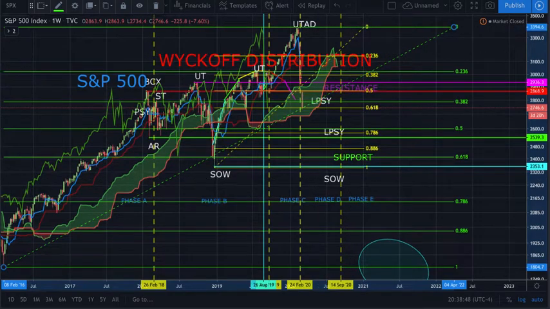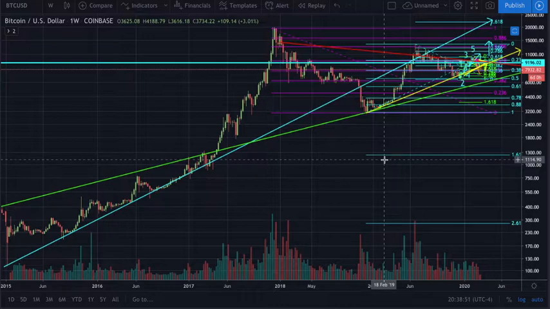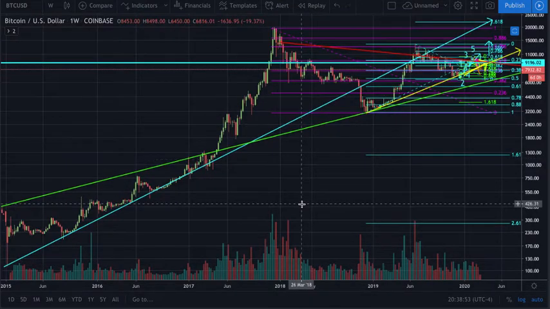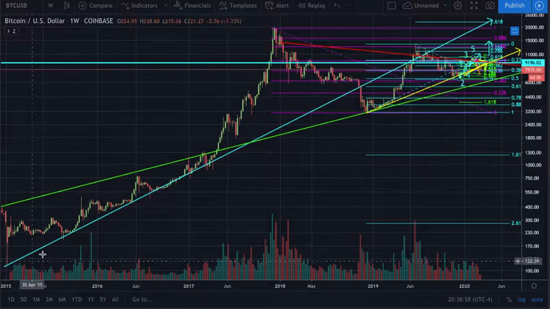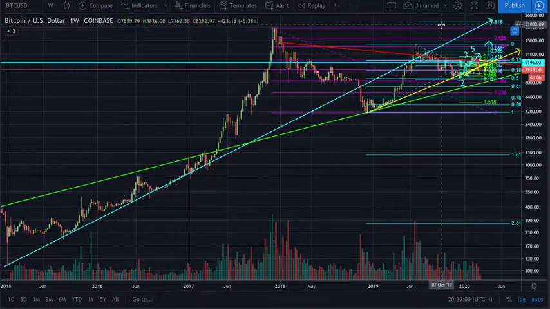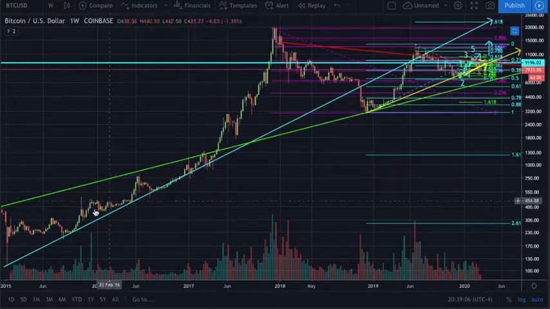Now, changing gears real quick and going over to Bitcoin, I've got us on the weekly chart here on Coinbase, and it's important that we look at the big picture. Again, everyone is very focused on the blue support line or the yellow support line, but it's very important in this situation that we look at the green support line as the most important one.